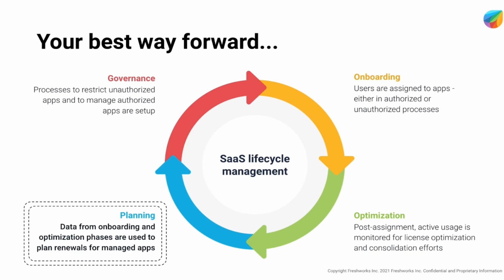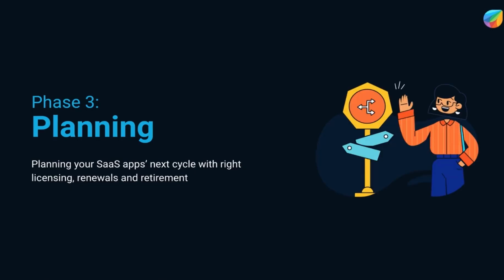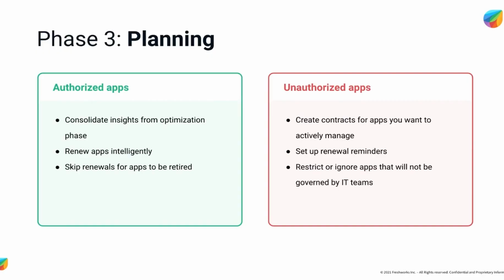So in the planning phase, what you would do is take all the data that you have consolidated from your onboarding and optimization phases to plan renewals for your managed apps. So you will plan your SaaS application's next cycle with the right licensing, renewals, and retirement.